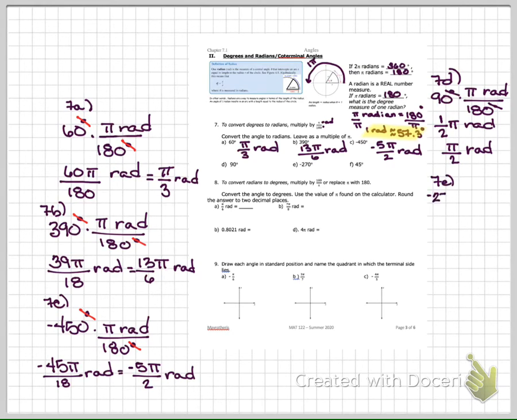7e, negative 270 degrees. Our degrees are canceling. Negative 27 over 18, 9 goes into both of those. We end up with negative 3 pi over 2 radians.